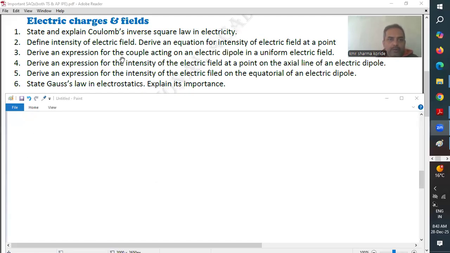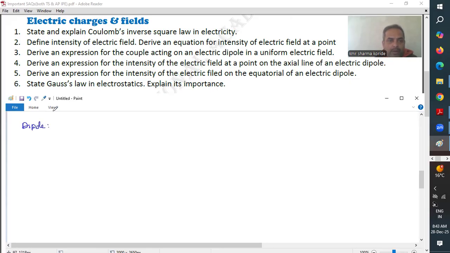Let us continue the third question. Derive an expression for the couple acting on an electric dipole in a uniform electric field. So first thing is we include the dipole moment. So understand the dipole moment P. Dipole moment is denoted by letter P. Dipole and dipole moment.